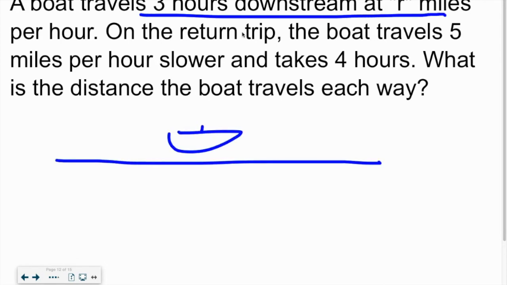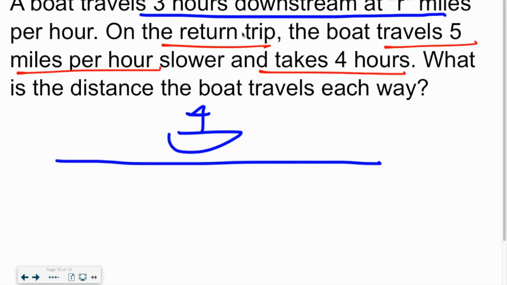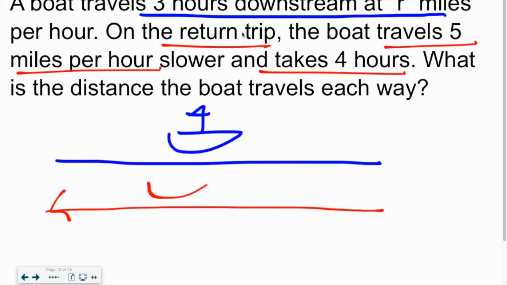Last example, our boat travels downstream at 3 hours at r miles. So it's going down this way. Diagram not needed, but it is fun anyways. Then the boat is going to go back on a return trip, and it takes 5 miles per hour slower and goes 4 hours. So it's going to come back in 4 hours and take 5 miles per hour slower. What is the distance the boat travels each way? That's the important thing to note.